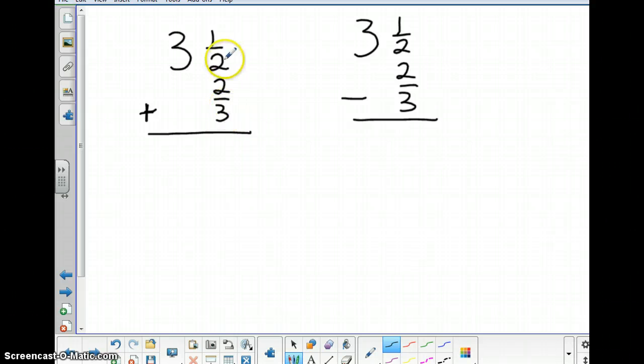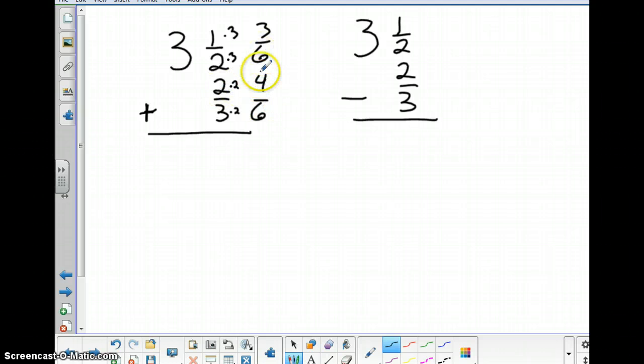The denominators 3 and 2 have the common denominator of 6, or a common multiple. I know that I multiplied the bottom times 3, so what you do to the bottom you must do to the top to keep it equivalent. 1 times 3 is 3. So 1/2 is equivalent to 3/6. And 3 times 2 is 6. What you do to the bottom you must do to the top. 2 times 2 is 4.